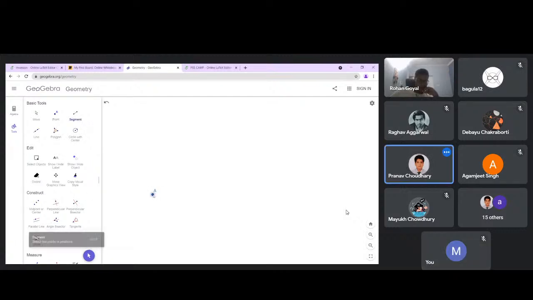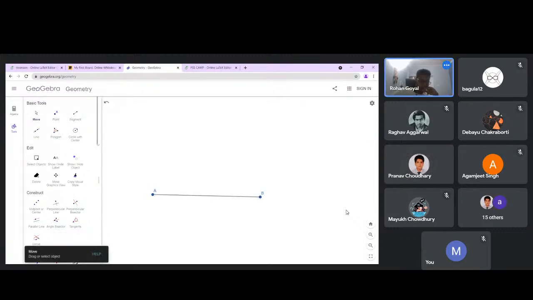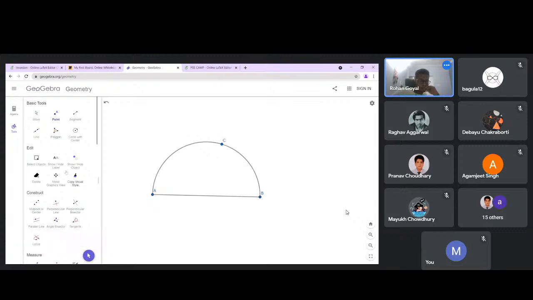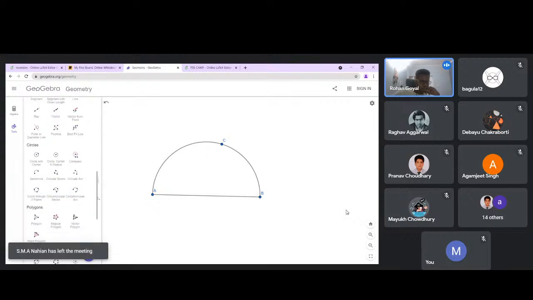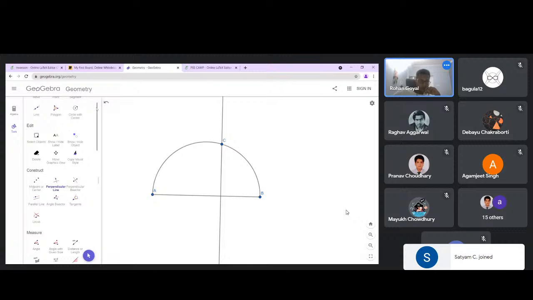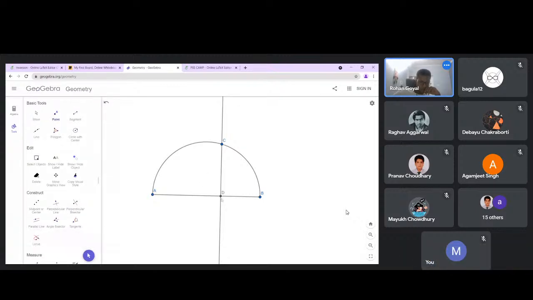Can you tell the problem number once if you know? I put it in the chat. The problem is there in the chat. Okay, why is this not working? Okay, cool. Foot of perpendicular. How do we draw the foot? Yes, perpendicular line. This is 2019 perhaps, no?